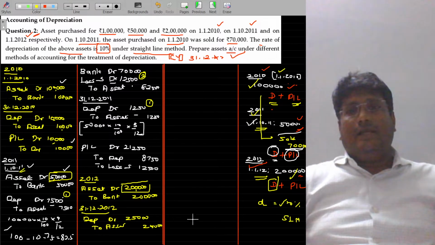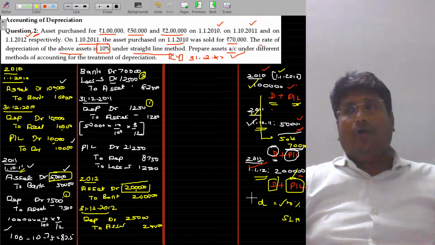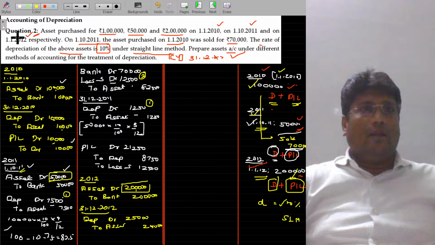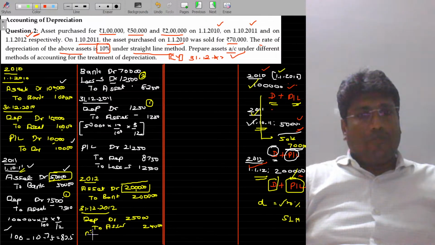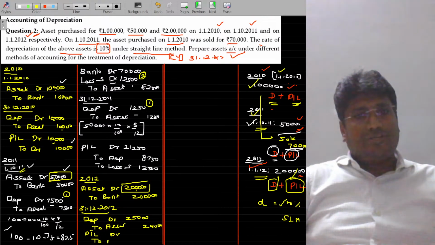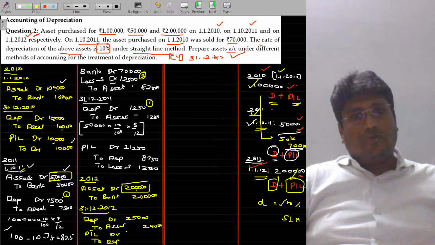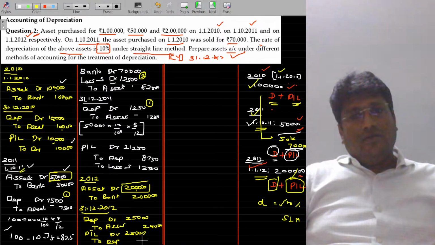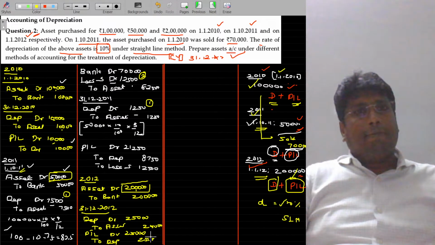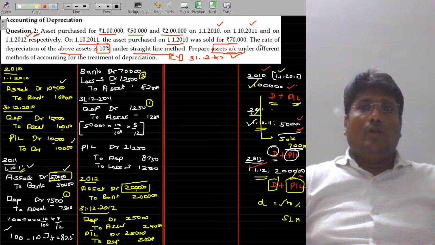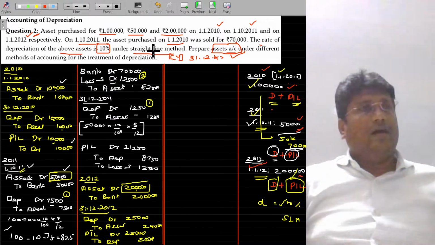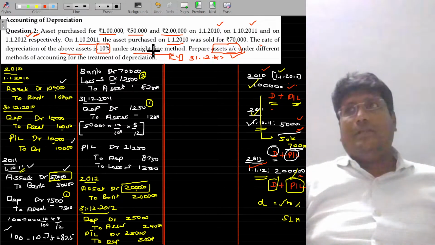As we reach the year end, whatever nominal account we have should be transferred to the P&L account. For that, the entry is profit and loss account debit to depreciation, 25,000. So we have passed that entry here. What is the requirement? Prepare asset account under different methods. Now we have passed the journal entry, and now we have to prepare the asset account.